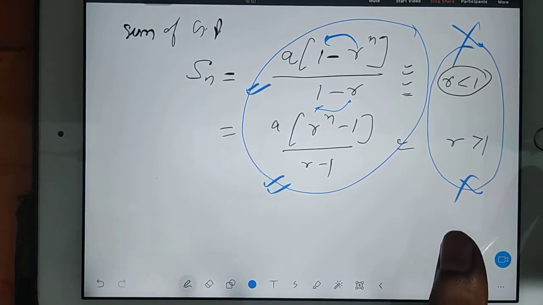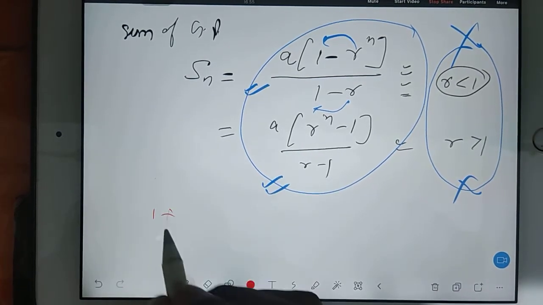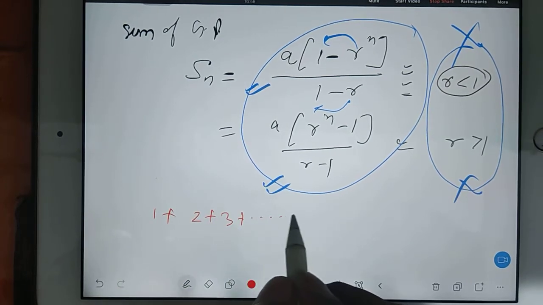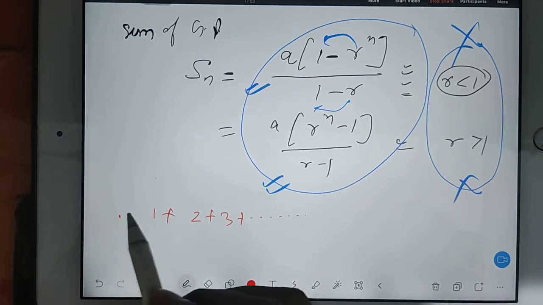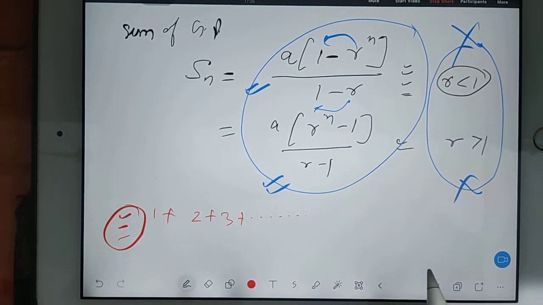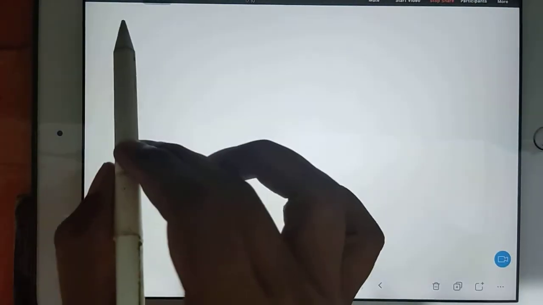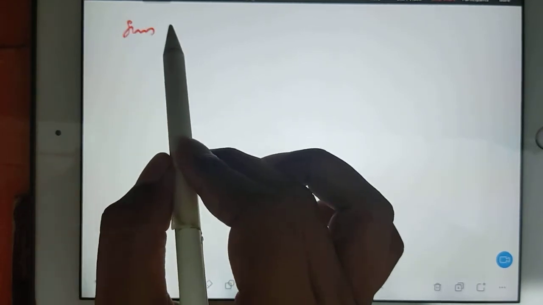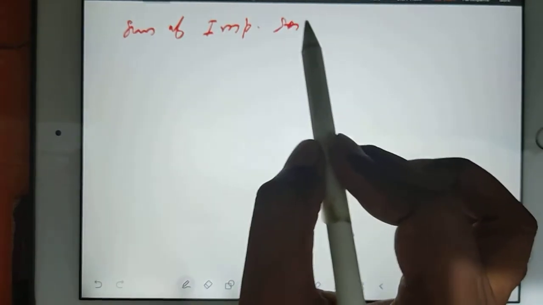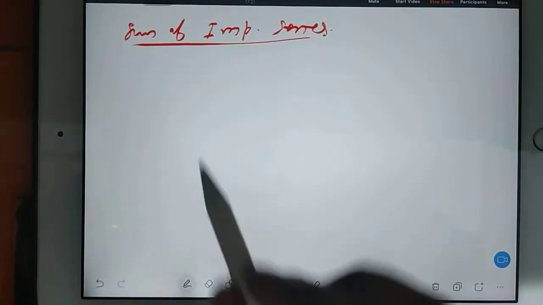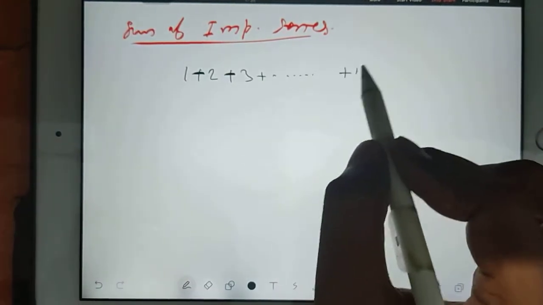Now, the important part is the sum of natural numbers. You remember when we have natural numbers 1, 2, 3, 4 continuously and we have to add those numbers. That is an important list I'm giving here. This list we have to mug up and be ready with. I'm changing the page. Your heading is sum of important series. Suppose I have to add 1 plus 2 plus 3 plus up to n terms.